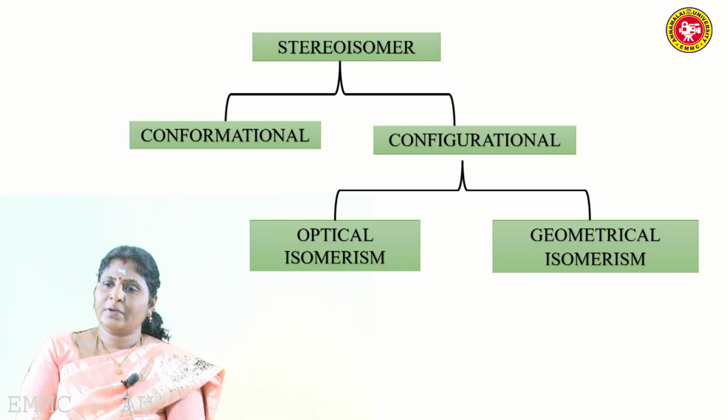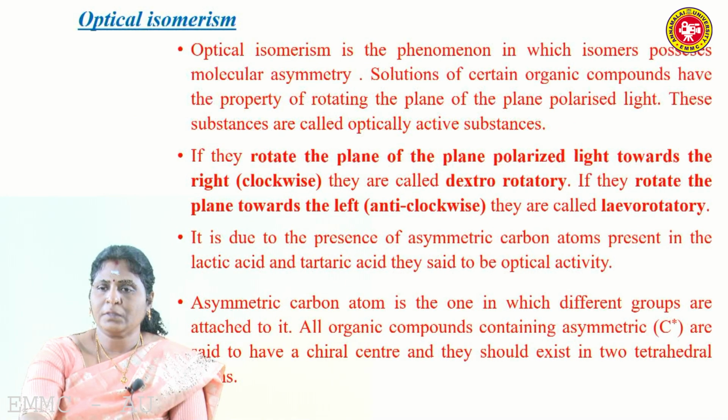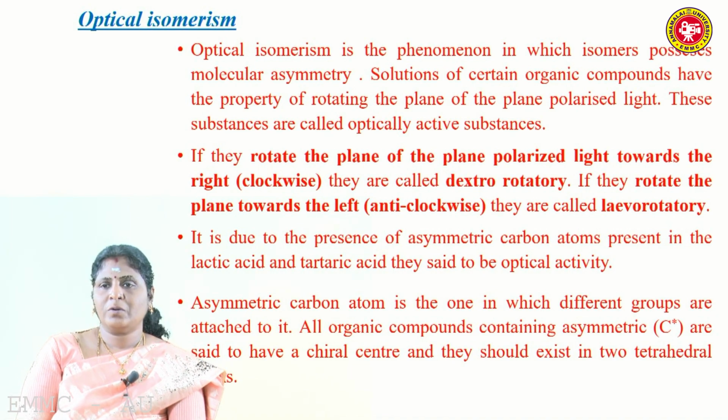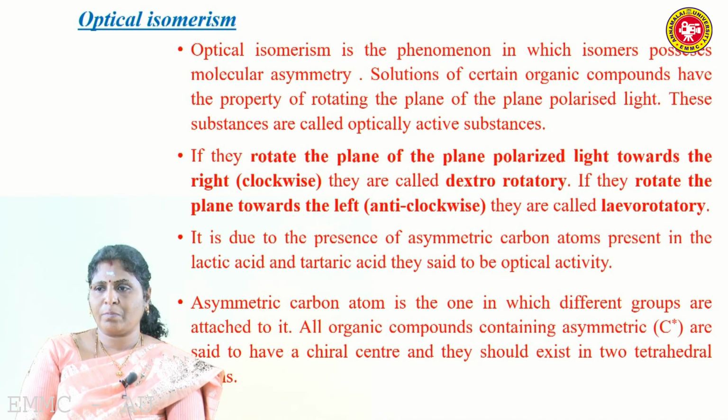Configurational isomers are further classified into two types. One is optical isomerism, another major category is geometrical isomerism. So in this session we will discuss optical isomerism. Optical isomerism is the phenomenon in which isomers possess molecular asymmetry. Solutions of certain organic compounds have the property of rotating the plane of plane polarized light. These substances are said to possess optical activity.